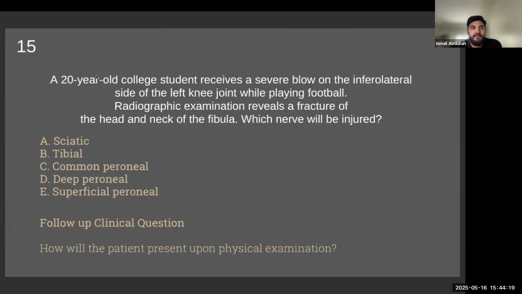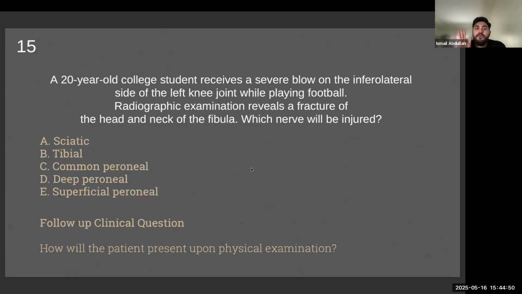Okay, 16th clinical scenario. So we have a 20-year-old college student receiving a severe blow on the inferolateral side of the left knee joint while playing football. Radiographic examination reveals a fracture to the head and the neck of the fibula. Which nerve will be injured? It's common peroneal, or common fibular. Correct. Common peroneal, because it runs exactly in the back, but then it divides.